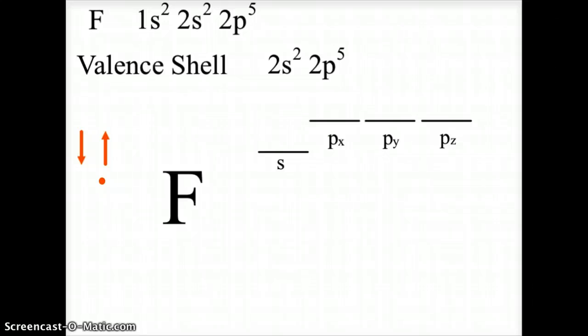And when we look at fluorine, we have 1s2, 2s2, 2p5, making 9 total electrons. But for the valence shell, we're only looking at the 2s2 and 2p5. So we're going to fill the s orbital first. Remember, Aufbau says we have to fill the s before we fill the p. So once we've filled the s, we can now start filling the p.